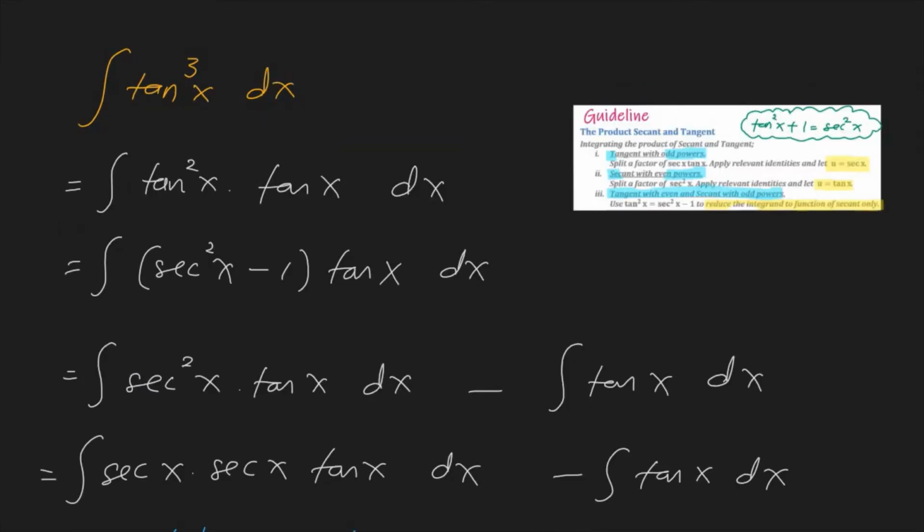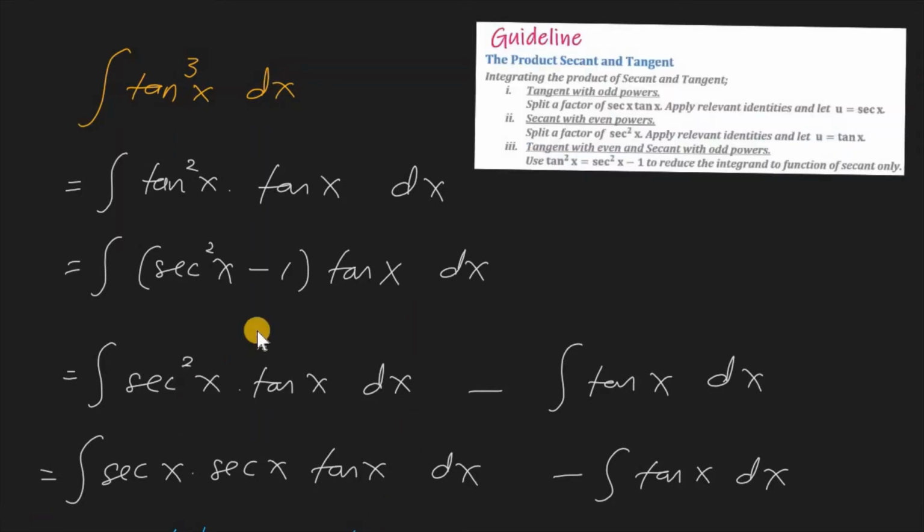Another question given from page 243 just now. How do we integrate tangent cube? So tangent with odd power. Whenever we have tangent with odd power, split the factor as secant tangent. For this tangent cube, we split first, odd power, and then we have to use the identity: tangent square is secant square x minus 1, the formula, right? And then we separate.